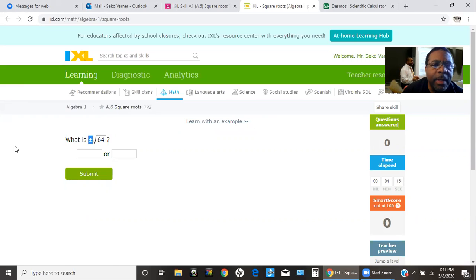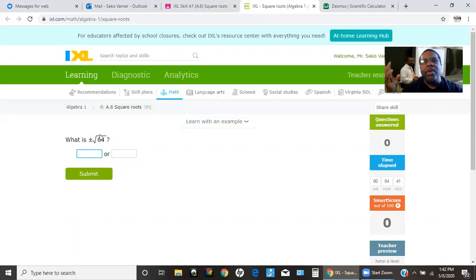So when they're asking for the plus and minus of the square root of 64, they want the positive number and the negative number. It's really going to be the same number, one with a positive in front of it and one with a negative in front of it. So what is positive or negative the square root of 64?